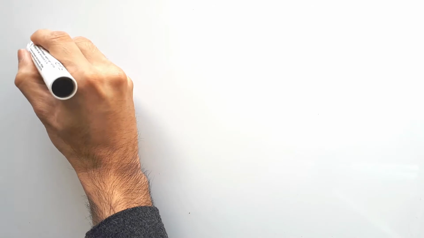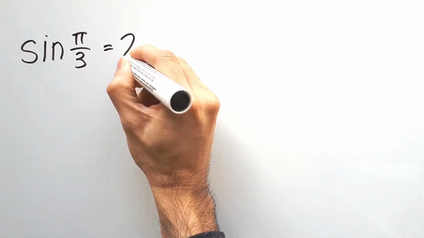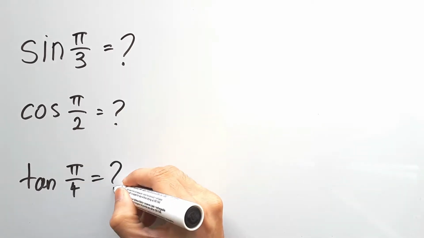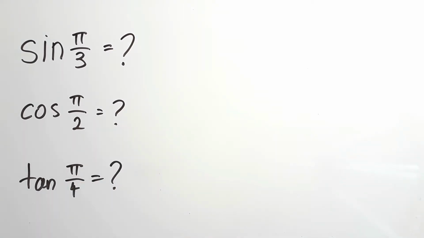Do you know how to solve these trigonometric ratios? Sine pi on 3, cos pi on 2, and tangent pi on 4? If you don't, that's okay. Most of you have probably done this with degrees, but these problems use pi and radians. So they are somewhat different, but let's work on these together today and figure it out.